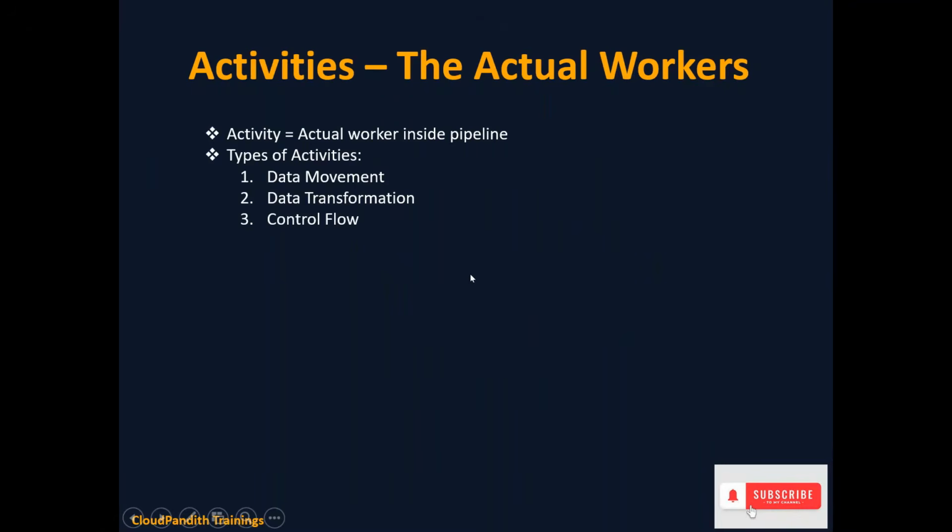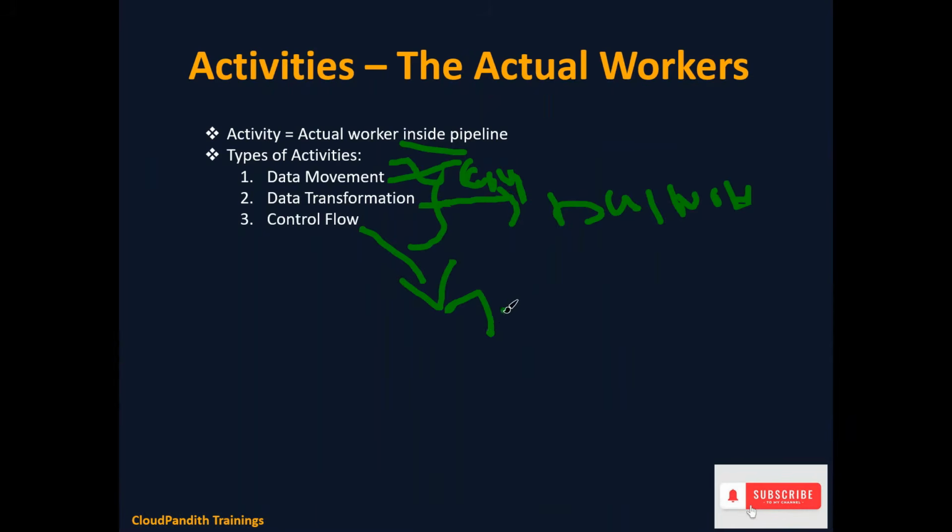Now let's understand activities. Activities are the actual workers inside a pipeline. They are responsible for doing the real work. ADF provides three different types of activities. One is data movement, where copy activity is the example. Then data transformation, where data flows and notebook activities are examples. And then control flow, where we have the if activity. If this is the case, you run this. If the source is SFTP, run the SFTP copy activity. If the source is ADLS, run the ADLS copy activity. Like that, we can control the flow using if, switch, filter.